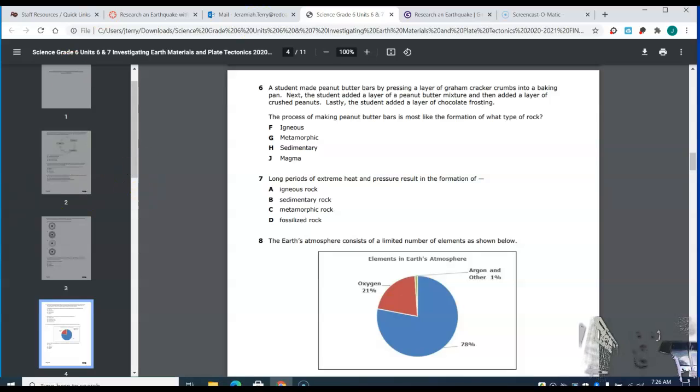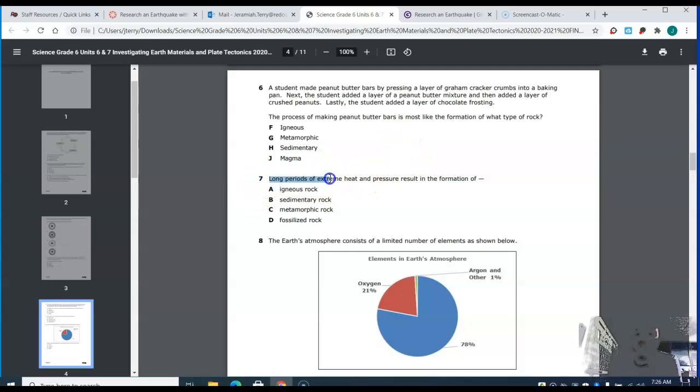Question number 6. A student made peanut butter bars by pressing a layer of graham cracker crumbs into a baking pan. Next, the student added a layer of peanut butter mixture and then added a layer of crushed peanuts. Lastly, the student added a layer of chocolate frosting. The process of making peanut butter bars is most like the formation of what kind of rock? Is it F, igneous, G, metamorphic, H, sedimentary, J, magma?